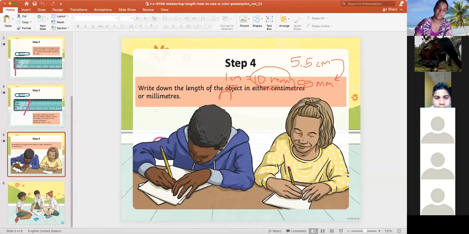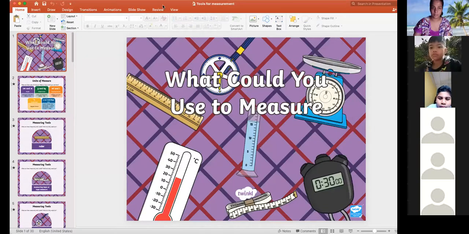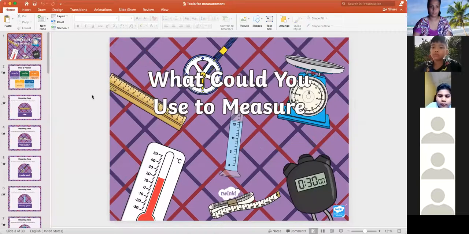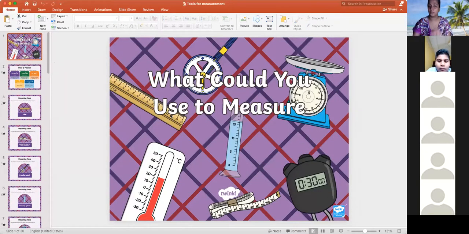Okay. Now, the next activity that I'm going to do here would be on tools. As I told you, when we want to measure, we have various tools that we can use to measure objects. And that's what we are going to see now. Can you see the slides on your side, boys? Okay, what could you use to measure? Here you see the thermometer, the ruler, the cylinder, the weighing scale, stopwatch, measuring tape. So let's go explore these things.